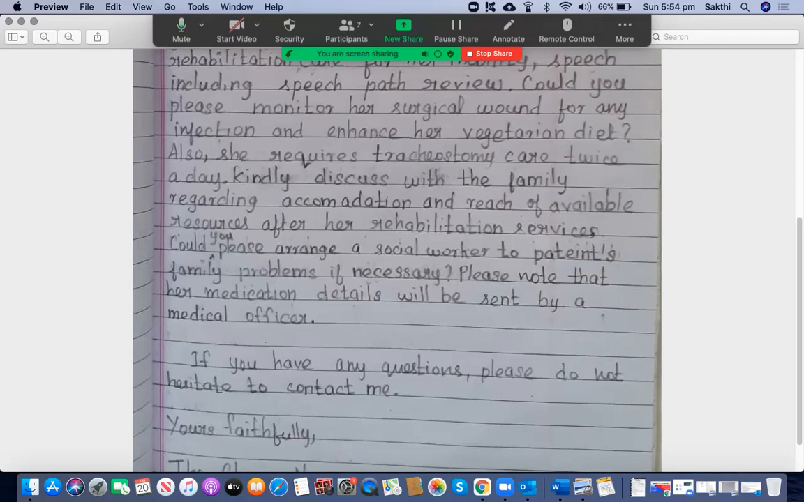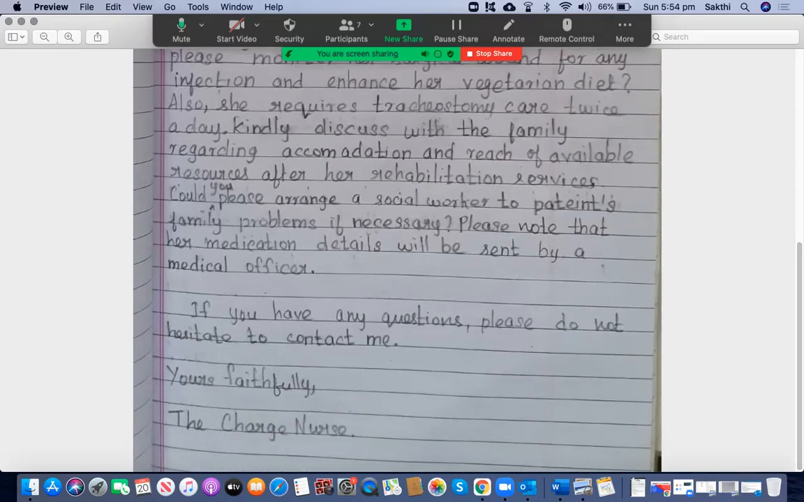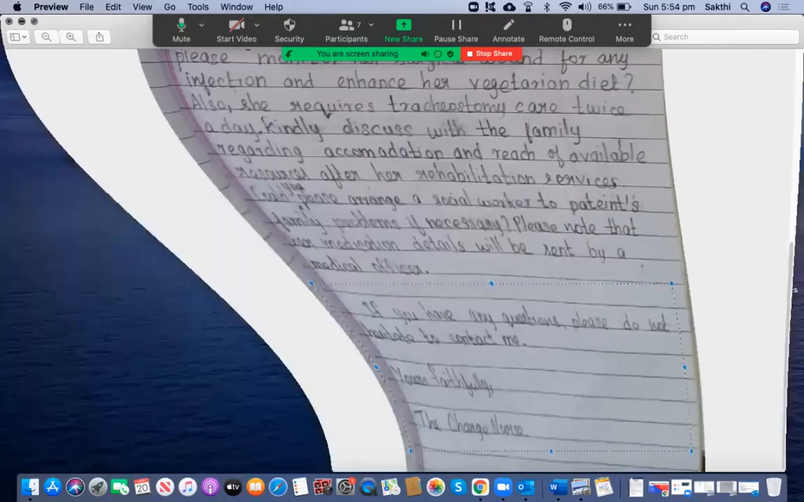Good. Could you please arrange a social worker to help with the patient's family problems if necessary? Please note that her medication details will be sent by a medical officer. That's good. I'm happy with that. If you have any questions, please do not hesitate to contact me. That's all right. The charge nurse, that's okay. I'm happy with that.